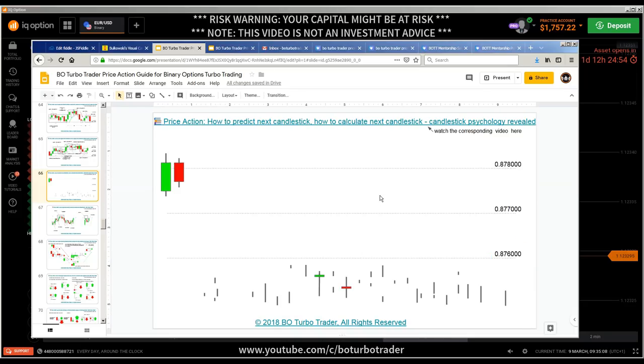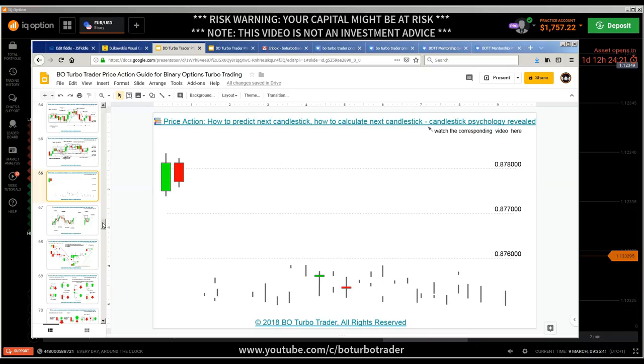I'm getting this kind of chart, but now I will show you exactly what I'm going to do here, and why I took the trade and how it works. So okay, I would say we're going to start now. What do you see here? Here you see a dark cloud cover. I will show you how to trade the dark cloud cover, and I will show you this really in detail today. That is what I mean with candlestick psychology revealed, how to predict the next candlestick.